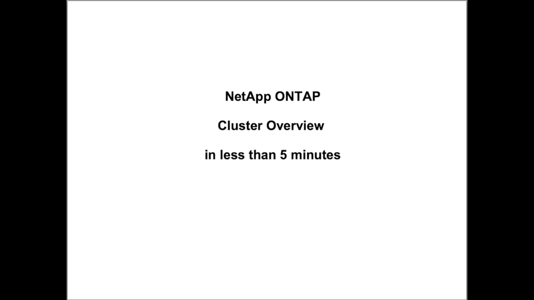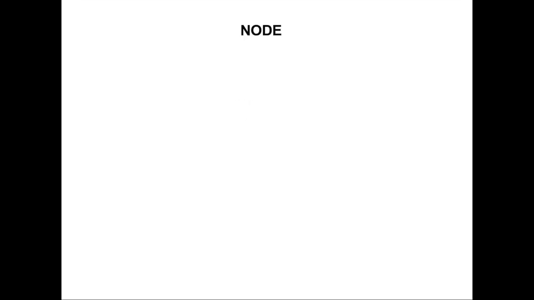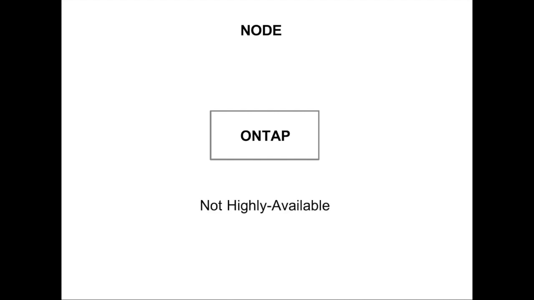This is a very concise overview of an ONTAP cluster. Nodes. A NetApp system or controller is called a node. A node runs an operating system called ONTAP. A single node is not highly available because if you lose the node, you lose access to your data.